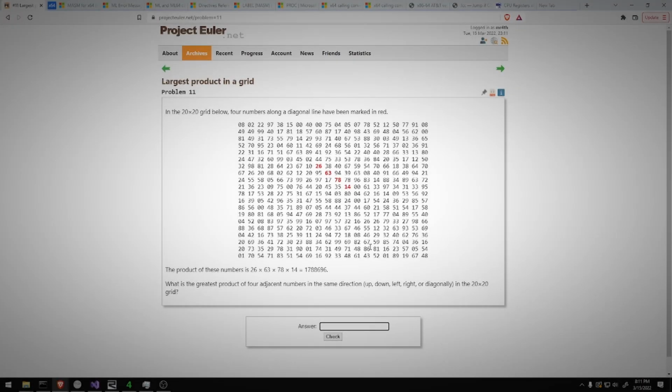In the 20 by 20 grid below, 4 numbers along a diagonal line have been marked in red. The product of these 4 numbers is 26 times 63 times 78 times 14 equals 1,788,696. What is the greatest product of 4 adjacent numbers in the same direction, up, down, left, right, or diagonally, in the 20 by 20 grid?